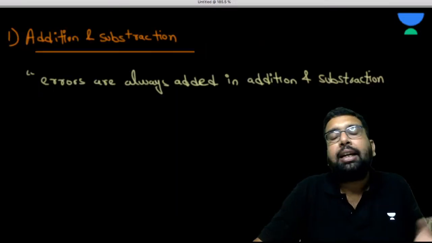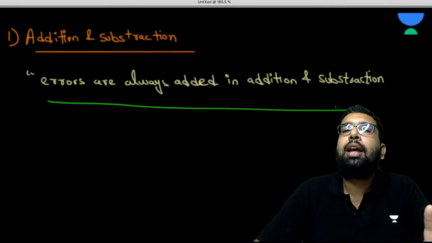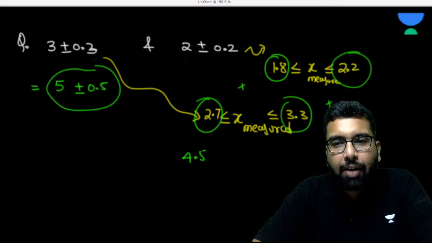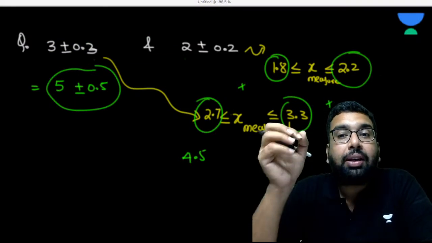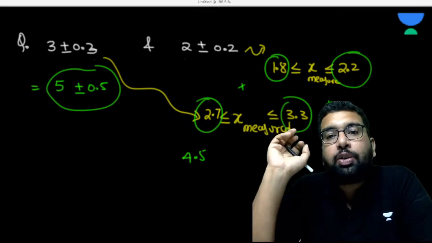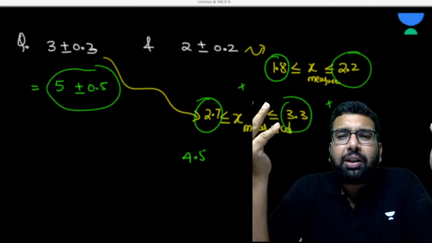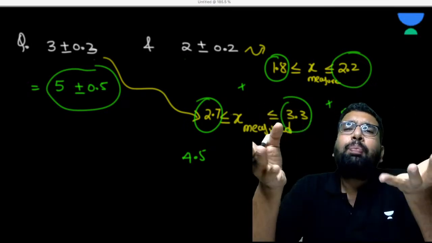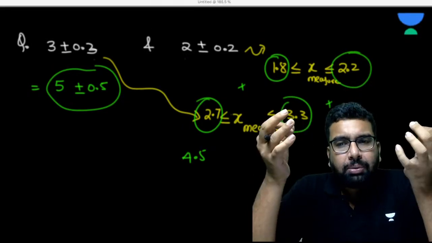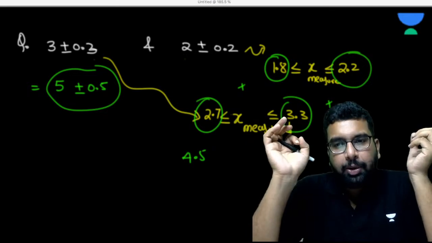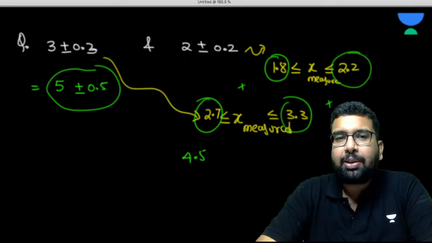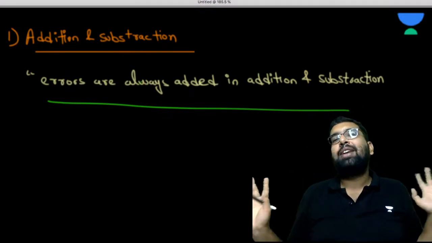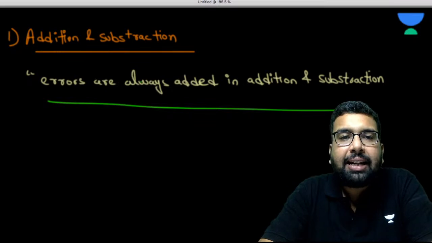Now please remember, in the examination you don't have this much time. We have 3 hours 20 minutes and we have to do 180 questions, so nearly 66-67 seconds for each question. Are you going to think this much in the NEET examination? No, sir. It is absolutely impossible, and not advisable even. You just use this: errors are always added in addition and subtraction both.